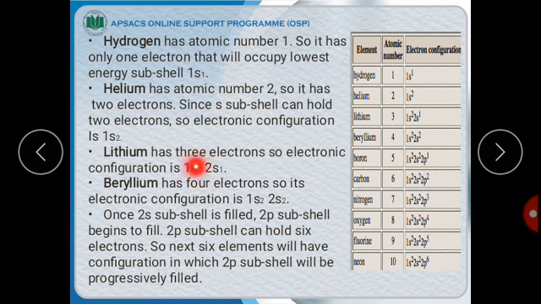Lithium has 3 electrons, so its electronic configuration is 1s2, 2s1. Beryllium has 4 electrons, so its electronic configuration is 1s2, 2s2. Here the 2s subshell is completely filled. Once the 2s subshell is filled, the 2p subshell begins to fill. The 2p subshell can hold 6 electrons, so the next 6 elements will have configurations in which the 2p subshell is progressively filled.